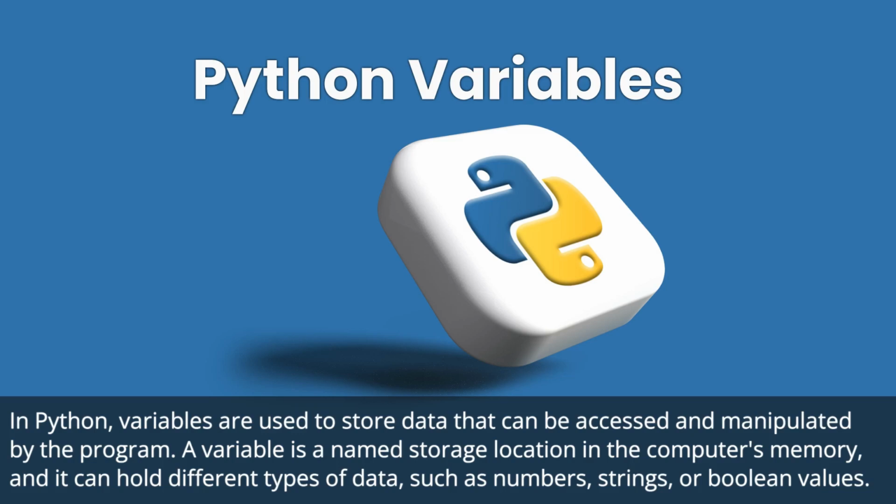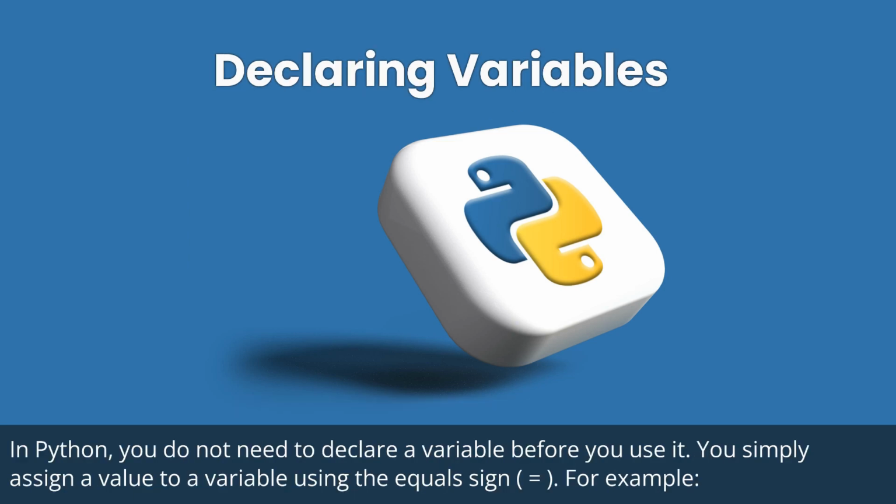In Python, variables are used to store data that can be accessed and manipulated by the program. A variable is a named storage location in the computer's memory, and it can hold different types of data, such as numbers, strings, or Boolean values. In Python, you do not need to declare a variable before you use it. You simply assign a value to a variable using the equals sign.